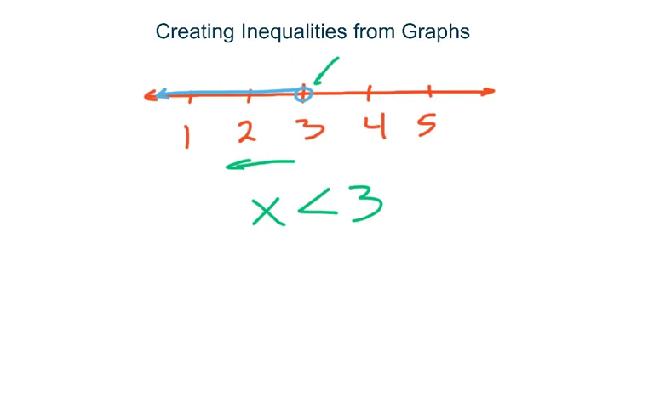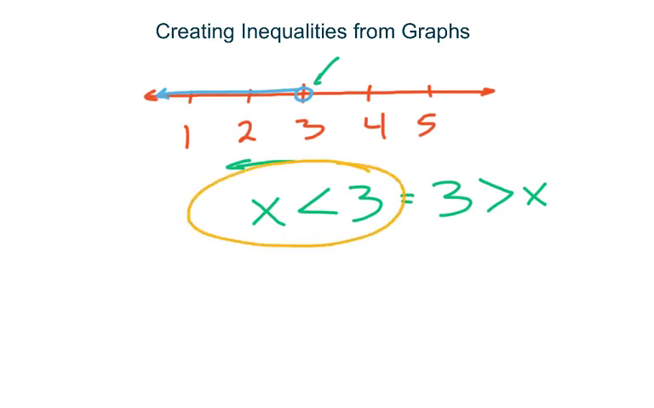Now, could we write it the other way and say that 3 is greater than x? We could. Those two statements are the same, so we could say that, but it seems like this one is a little simpler to write because the less than sign is going the same direction as the data set is pointing. It seems to make it a little bit easier.